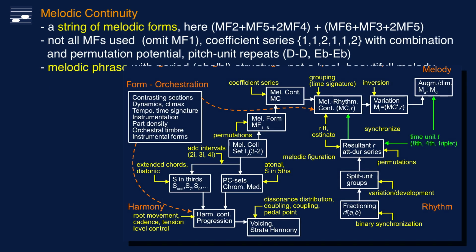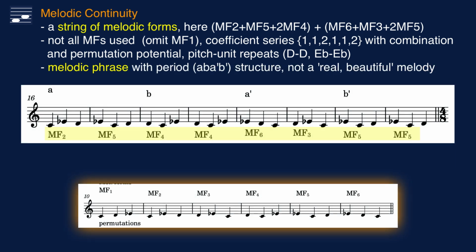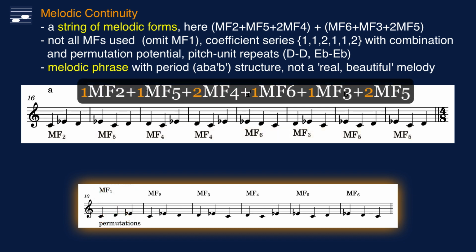When we string a number of melodic forms together, we obtain a melodic continuity. Here the sequence consists of 8 melodic forms, with the order indicated at the top. Notice that not all 6 melodic forms have been used. I've deliberately omitted MF1 from the continuity. Also, there is a set of coefficients that determine how often each element occurs in the series. And note that 2 forms, MF4 and MF5, occur twice in succession.